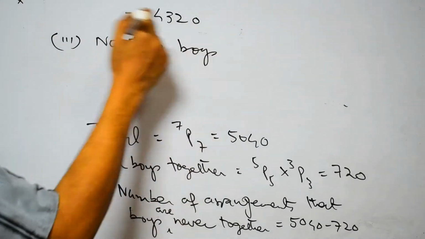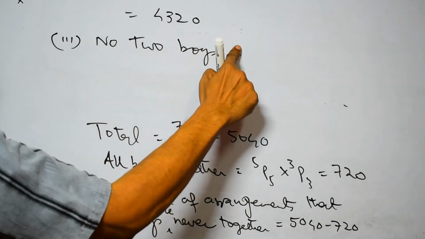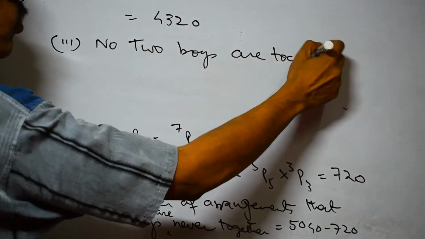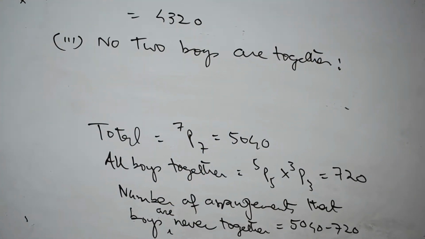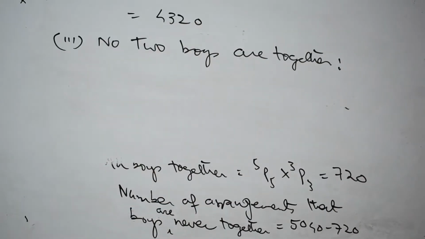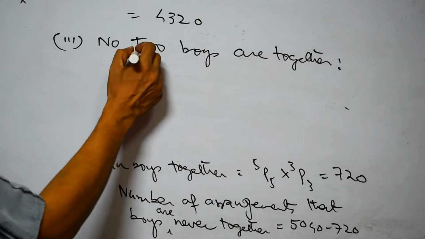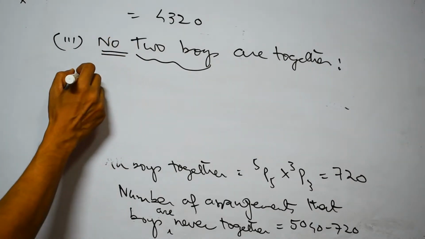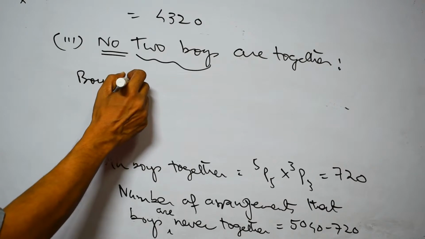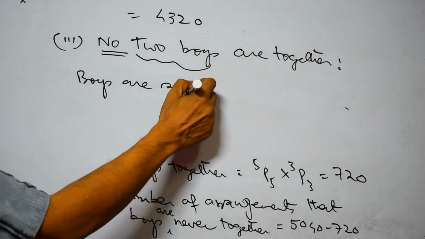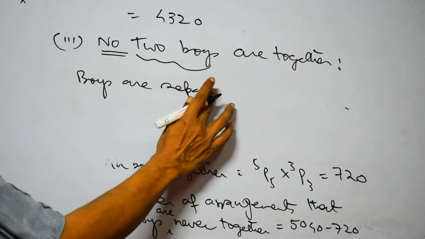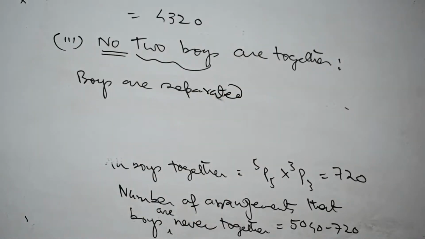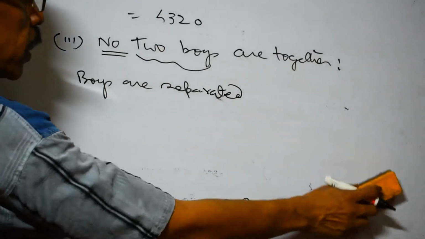So if you look at the example, 3 questions, no 2 boys are together and never together doesn't mean the same. No 2 boys are together means boys should be separated. No 2 means all the boys are separated. But in the case of never together, what we understand is that all 3 boys are not together. Never together means 3 boys are not together.